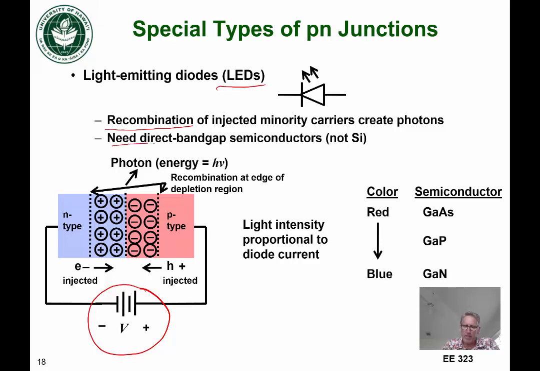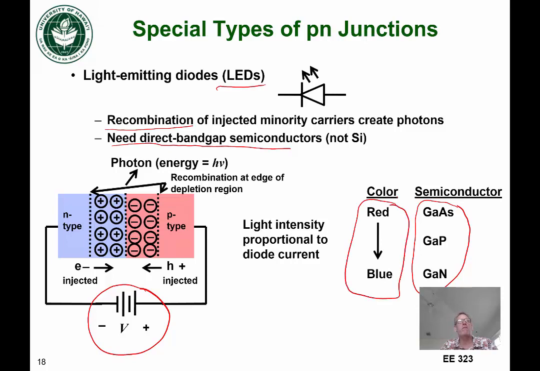This does not happen in silicon. We need what's called a direct bandgap semiconductor, which is not silicon. Other semiconductors like gallium arsenide, gallium phosphide, and gallium nitride are direct bandgap semiconductors, and this recombination leads to a photon coming out of a certain frequency or a certain color. Depending on the semiconductor and the bandgap we're dealing with, we get different colors emitted from the LED. This light intensity is going to be proportional to the current, because the more charge carriers you have, the more recombination you have, and the more light you get.